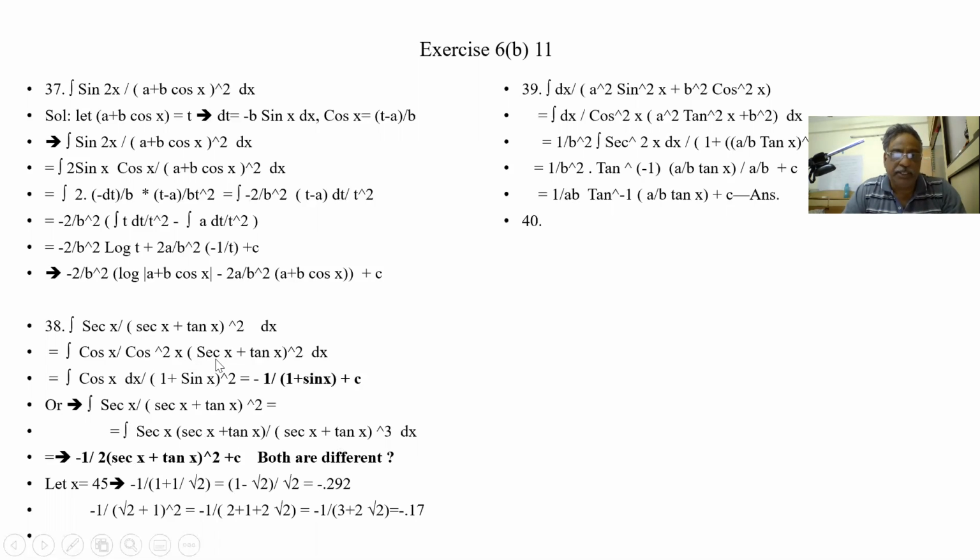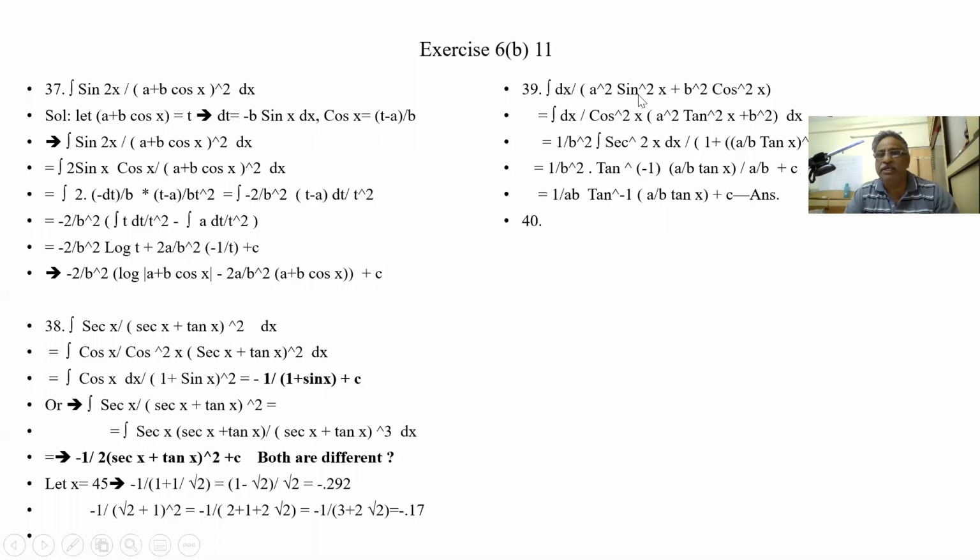See, I take out secant x from here. So from the square, secant x comes out, secant square x. Cos square and secant square are getting cancelled. So 1 plus tan x by secant x. Sin x by cos x, secant x will cancel. So 1 by 1 plus sin x whole square. So minus 1 by 1 plus sin x. Because let us differentiate this. So this becomes 1 plus sin x whole square. Minus into cos x dx. Say. Okay, both are okay, but this is the correct answer. Let us go to the other one.